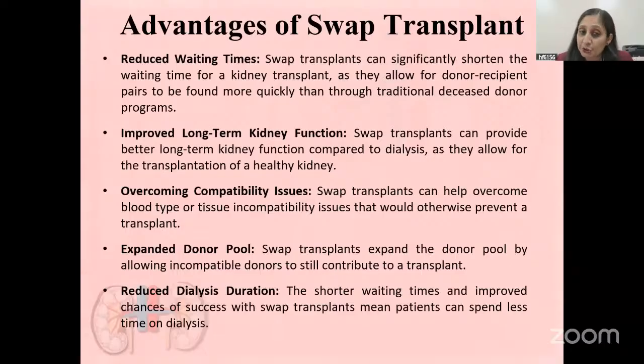Overcoming the compatibility issue. When it is a swap transplant, we can match in a better way. We can see the blood group, HLA compatibility, age and other things, and we can match better. Expand the donor pool. We can expand the donor pool, like allowing incompatible donors to still contribute to the transplant. Most of the time here, we are doing only 2 pairs. But if we maintain a registry, counsel the patient, and understand when we can extend the donor pool, we can go for 3 or 4 transplants.